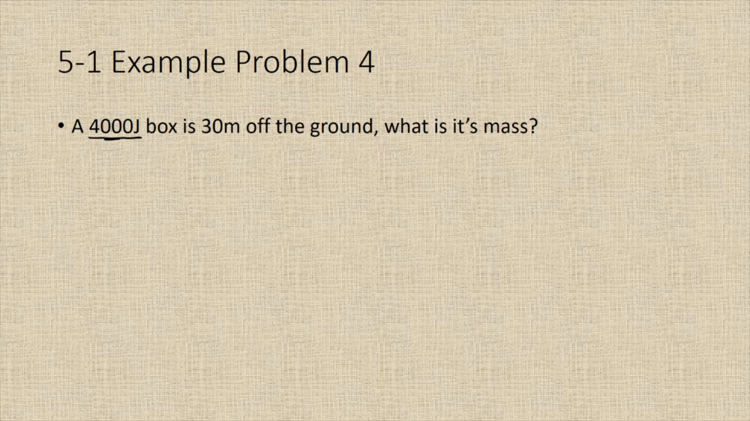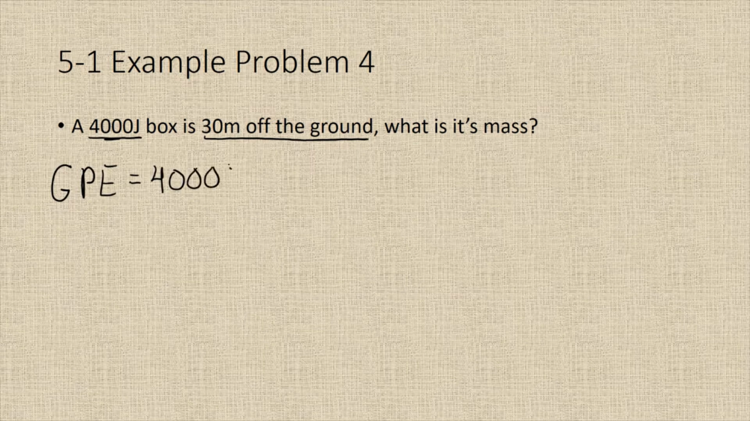Knowing that it's in joules, that tells us that it's a form of energy. We have to figure out, based on the context of the question, what type of energy it is. It's off the ground, so that should tell you it's gravitational potential energy. And so that 30 meters has to be height.